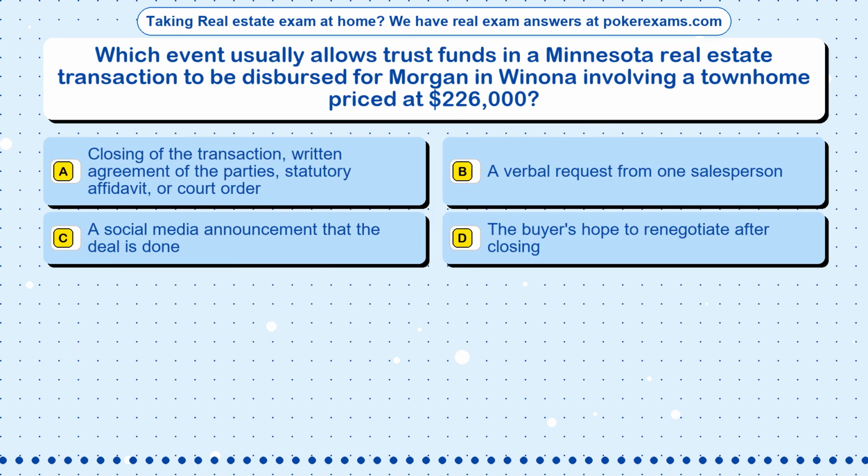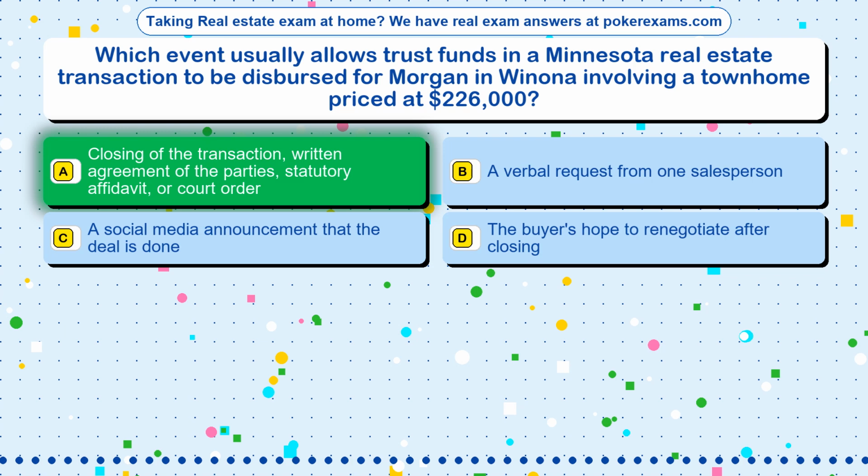Question 93. Which event usually allows trust funds in a Minnesota real estate transaction to be disbursed for Morgan in Winona involving a townhome priced at $226,000? Option A. Closing of the transaction, written agreement of the parties, statutory affidavit, or court order. Option B. A verbal request from one salesperson. Option C. A social media announcement that the deal is done. Option D. The buyers hope to renegotiate after closing.